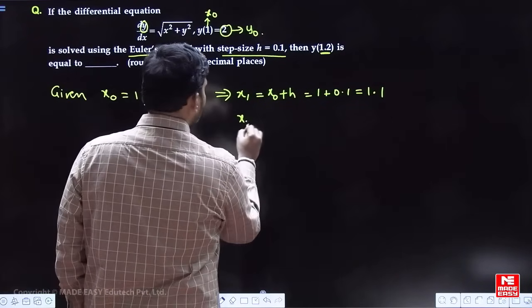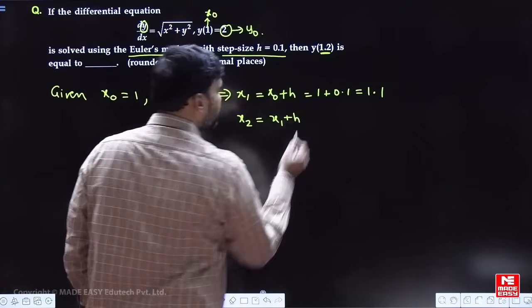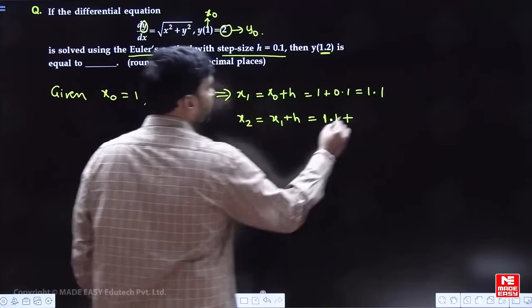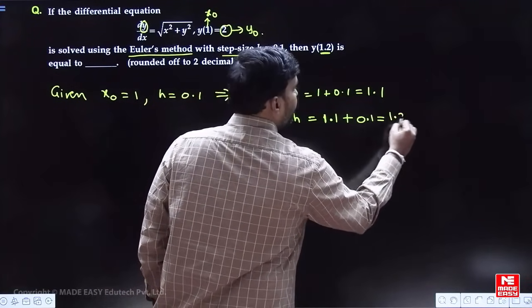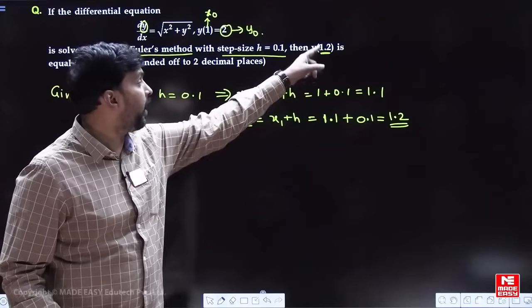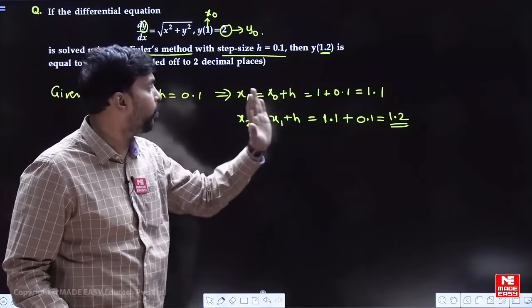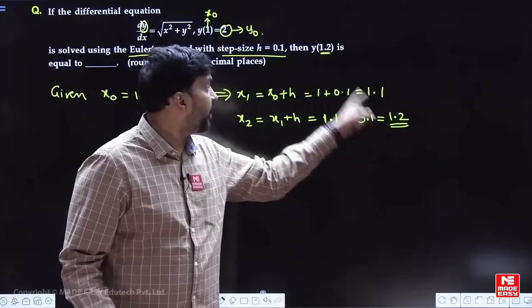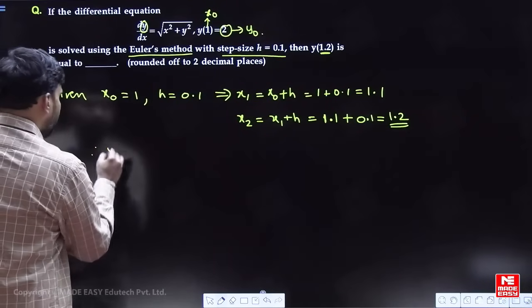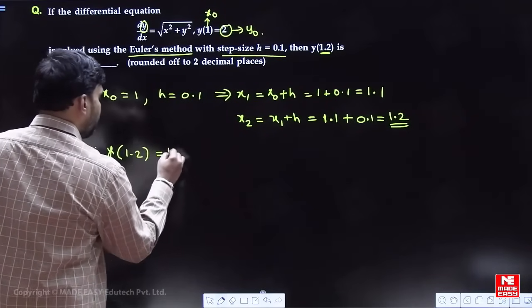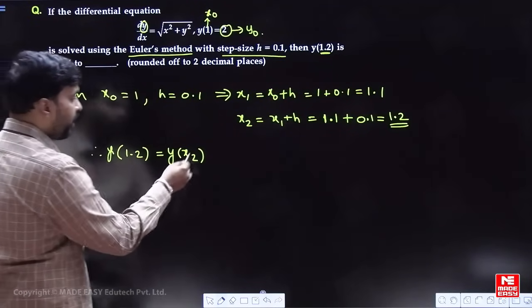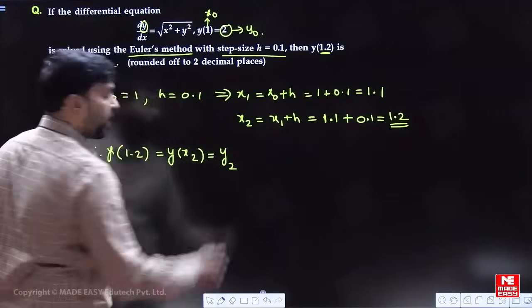Now next, x2 is x1 plus h, where x1 is 1.1 and h is 0.1. So you are getting 1.2. Please understand, you have to find the y value at x equal to 1.2, and that 1.2 is x2. So y of 1.2 is understood as y at x2, which is y2.